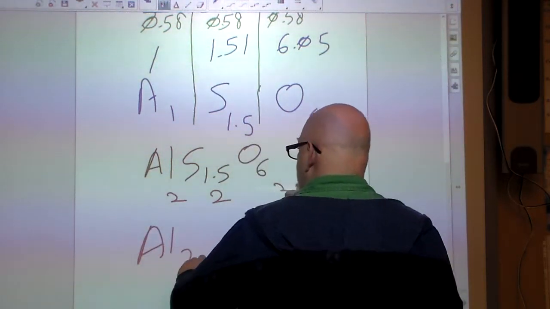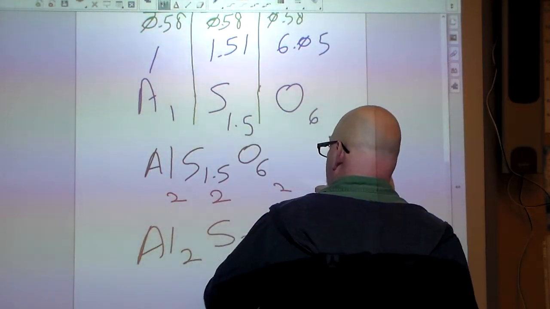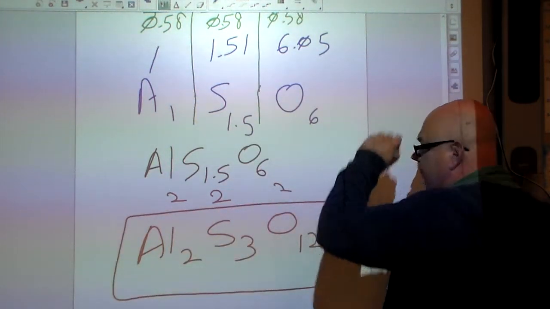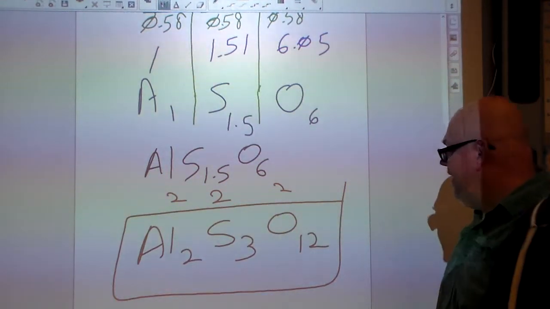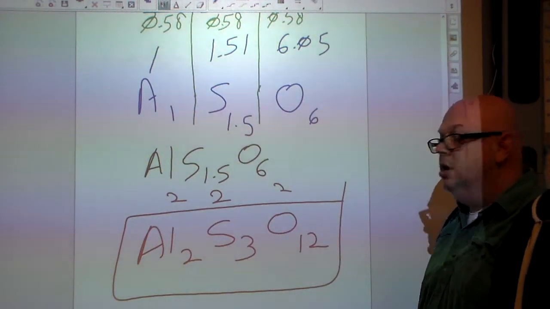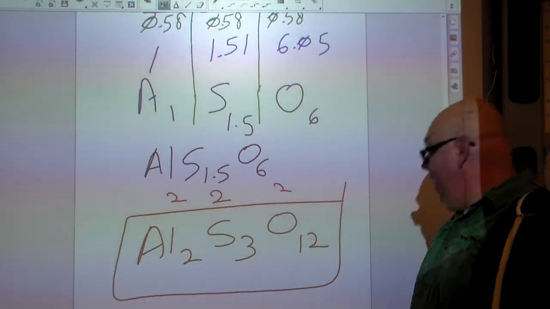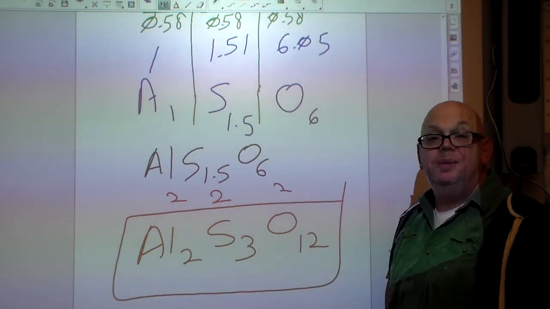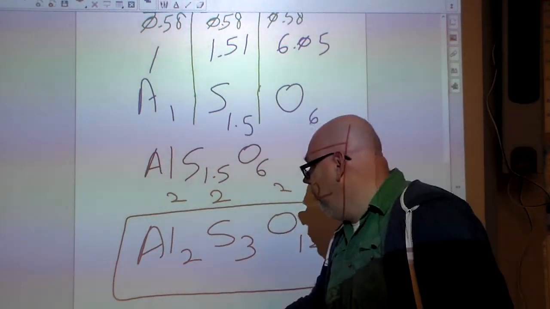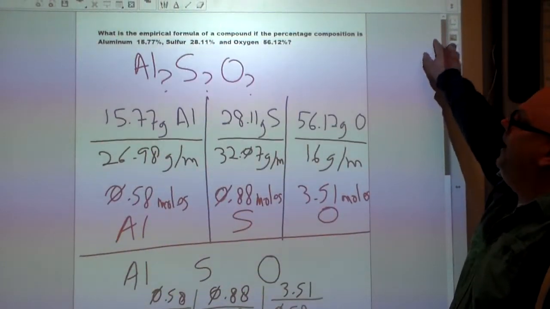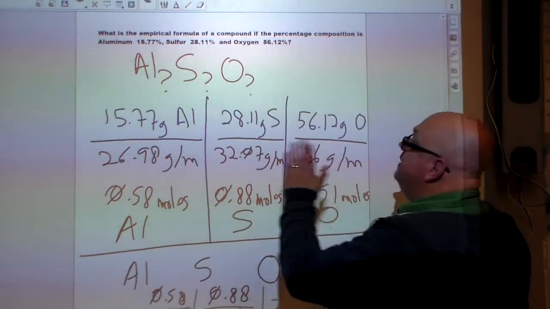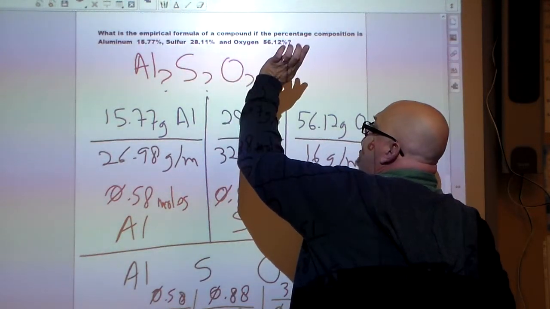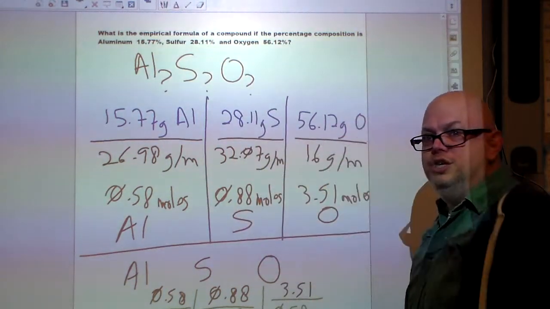So we would have Al2S3O12. That's a big molecule, isn't it? Aluminum sulfate. Man, that's huge. Now, is that an empirical formula? Absolutely it is, because we can't break down those numbers any further. So, ladies and gentlemen, that is the answer for our problem here. As you can tell, that is our empirical formula. Al2S3O12. We're good to go.